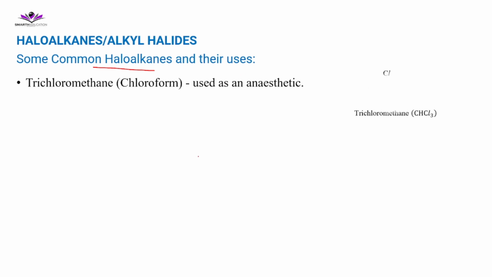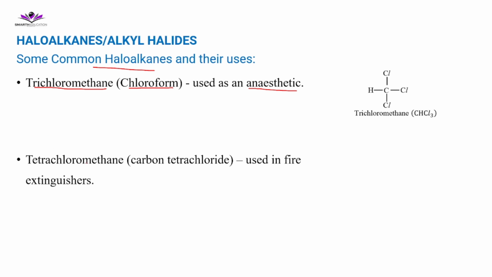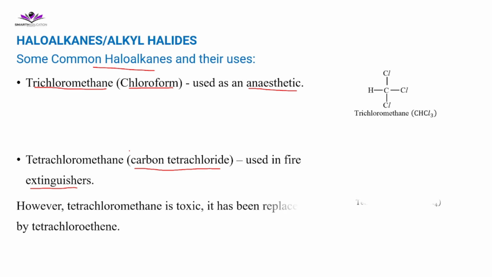Let's discuss these. We have trichloromethane, which is chloroform. This is used mainly as an anesthetic. We also have tetrachloromethane, which is also referred to as carbon tetrachloride, used in fire extinguishers. Tetrachloromethane is toxic, so it has been replaced by tetrachloroethene.